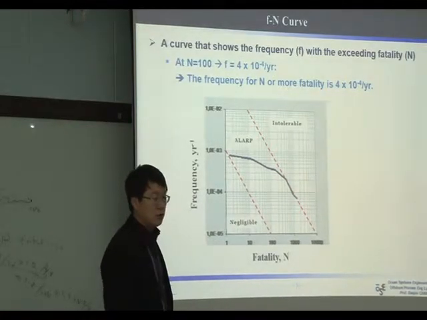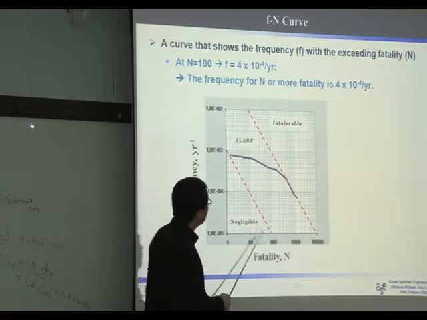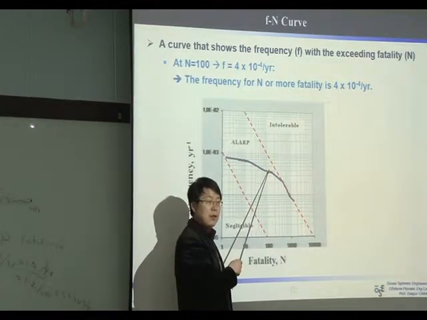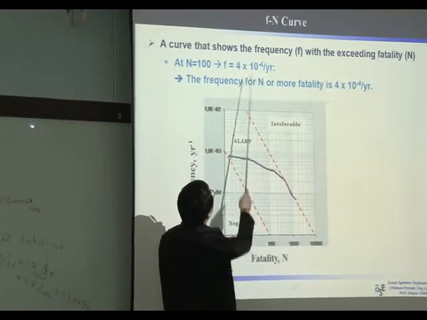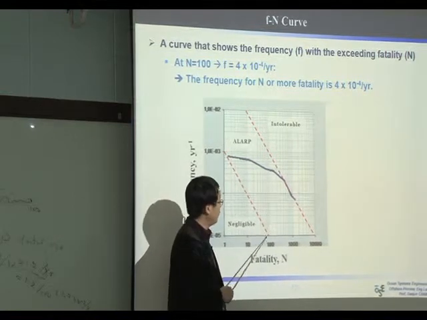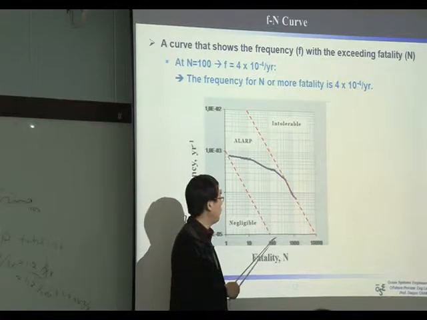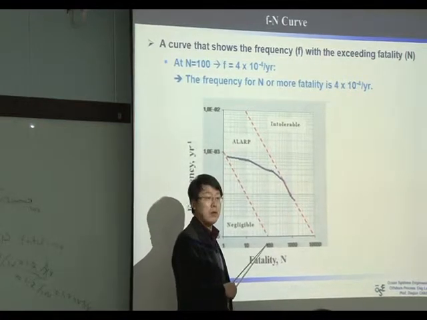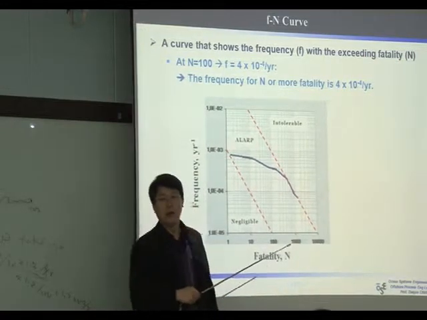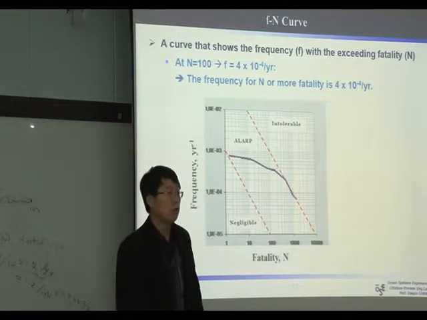So let's return to the original graph. This point means that 4 times 10 to the minus 4 is the frequency of fatality of 100 and more. This concept is not new to you.